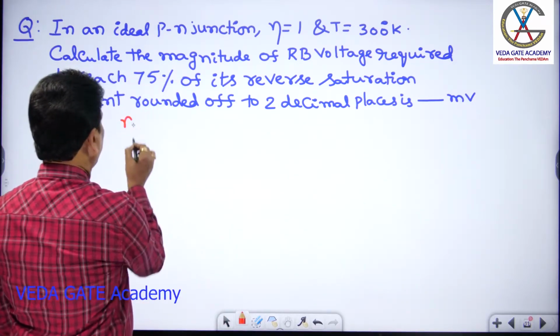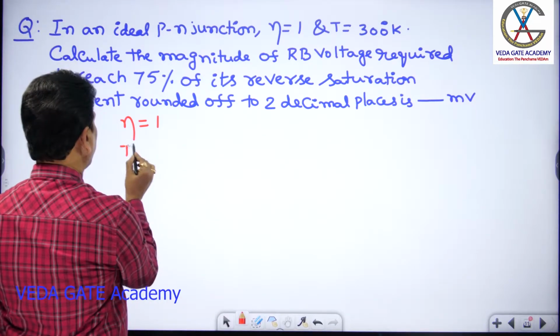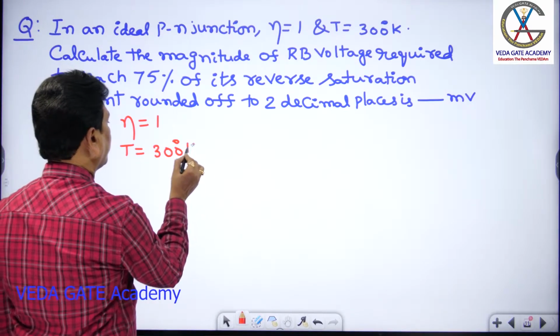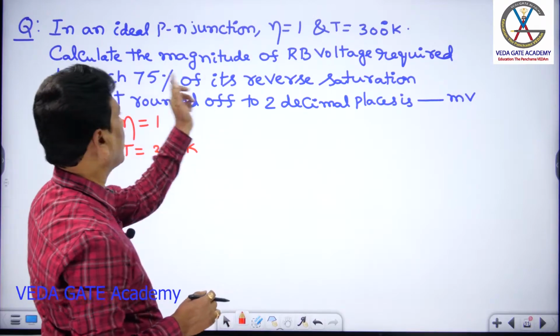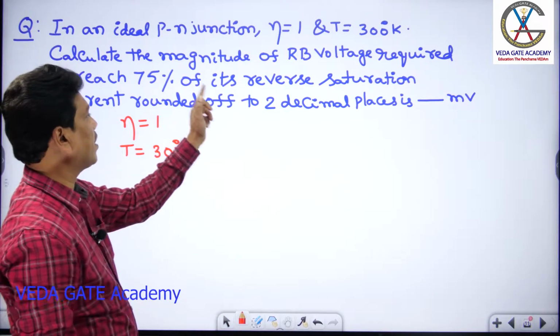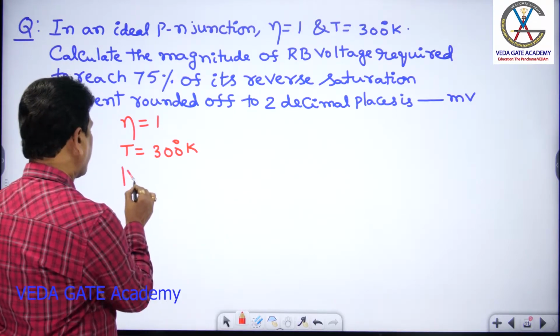So eta means the ideality factor, which is 1, and room temperature T equal to 300 degrees Kelvin. So you're asking what is the magnitude of the reverse bias voltage required to reach 75% of its reverse saturation current.